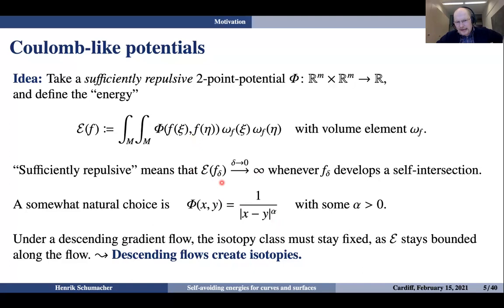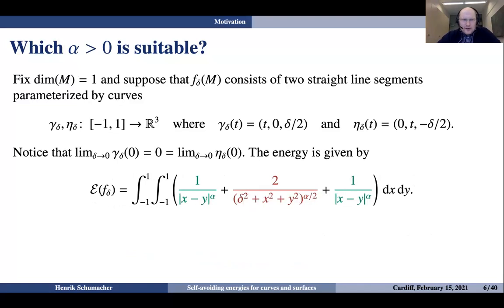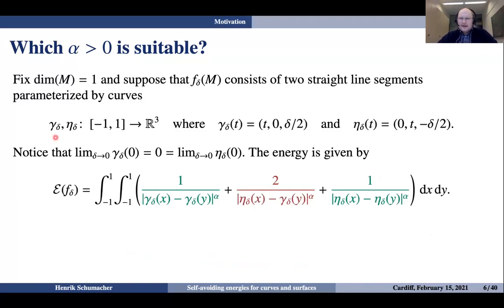What we mean by that is if we deform a curve or surface so that a self-intersection emerges, then we want that the energy goes to infinity. Like if two strands of the curve meet, this singularity should capture that. Well, so one may ask, what's a good alpha for that? And in the case of curves, you can do a really simple experiment. I have two curves, gamma and eta, and they have a distance delta, and basically they are in such an orthogonal configuration, and delta is the distance between the curves.